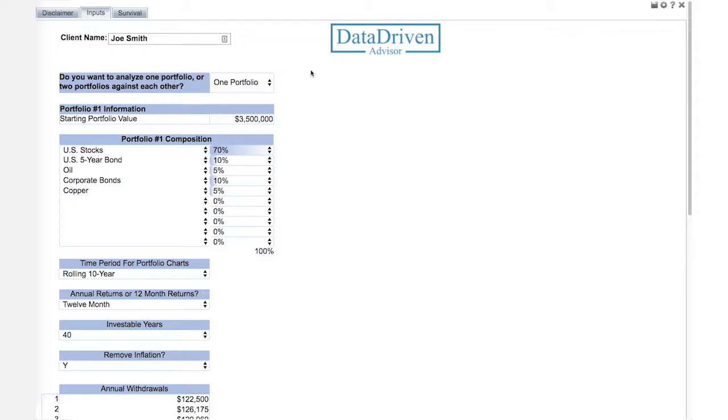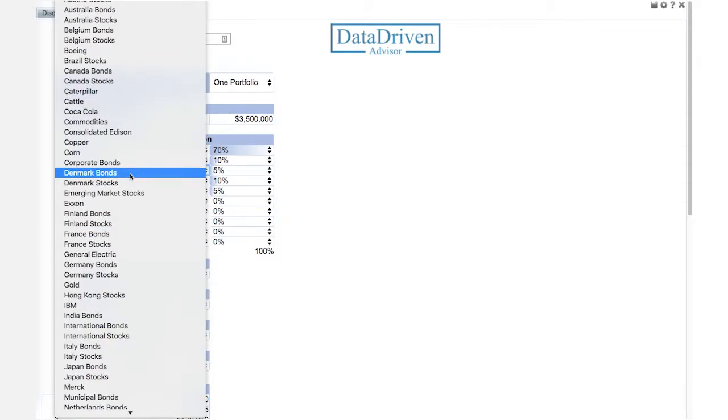Now, I'm not going to review every input on this page. I'll just show you the commonly used things. The first question is, do we want to analyze one portfolio or two portfolios against each other? I'm going to start with just one portfolio. We input the dollar amount of that portfolio. We're using $3.5 million. And then we have to construct the portfolio.